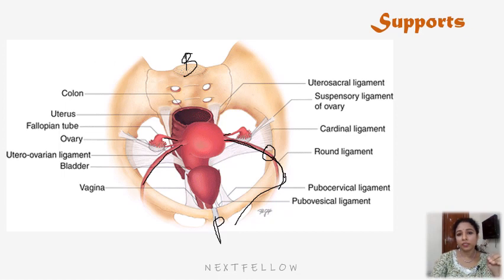So it enters the deep inguinal ring, and after winding round the lateral side of the inferior epigastric artery, it traverses the inguinal canal and emerges through the superficial inguinal ring. Further, it splits into numerous thread-like fibrous bands which merge with the fibroareolar tissue of the labium majus. So finally it ends up in the labium majus, and these ligaments pull the fundus of the uterus forward and help to maintain the uterus in anteverted and anteflexed position.